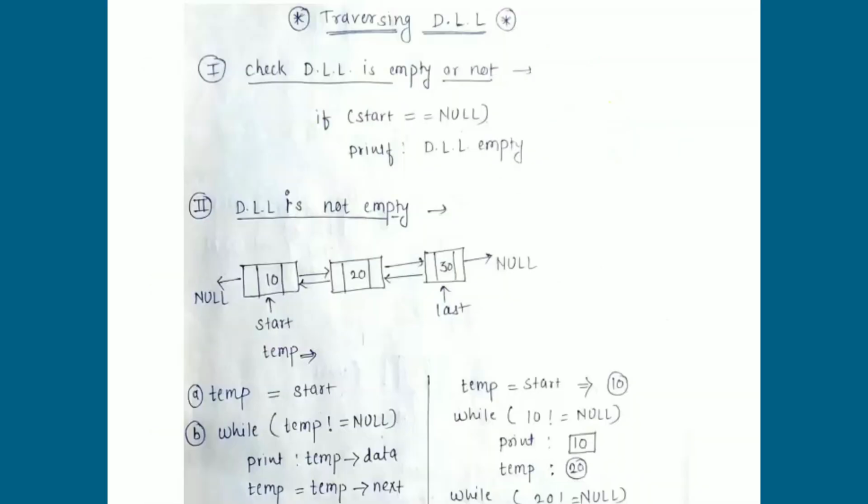Now we will check how to traverse a double linked list. So when you want to perform traversing on a double linked list, first we need to check whether our linked list is empty or not. So how to check if the linked list is empty? We can say if your start is equal to null, your double linked list is empty. Now the second case is that if your double linked list is not empty, that means it is already holding some data and I want to perform the traversing operation.